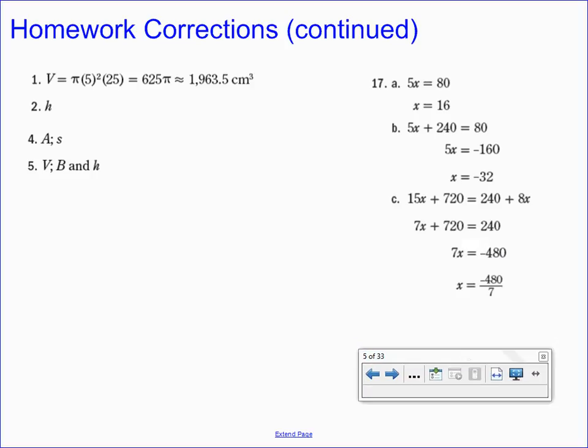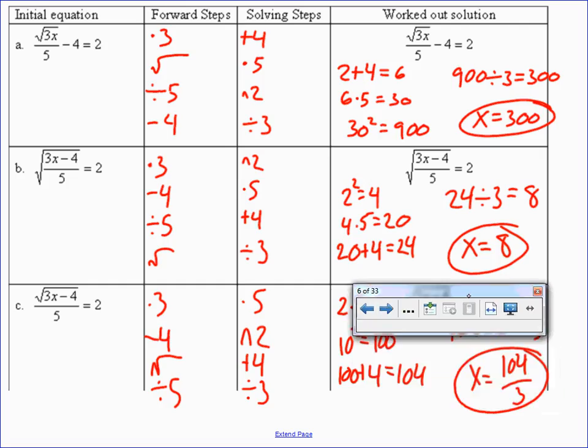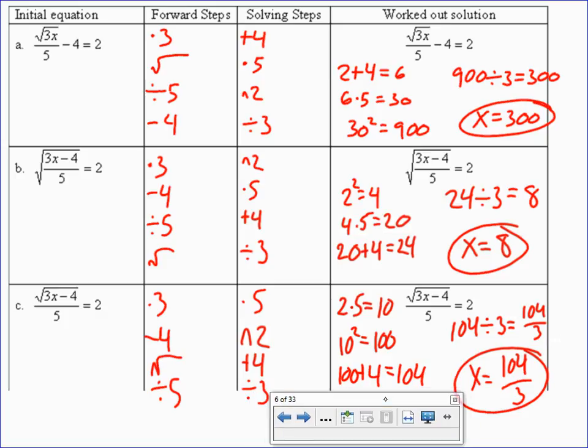Okay, let's switch over then to our worksheet. One page, two-sided. We showed our forward steps there, and we went to our accepted abbreviations. For multiply by 3, we'll just say times 3. For take the square root, we'll just put a little square root, and so on and so forth. Then we reverse and undo to get our solving steps. Applying those solving steps in order to both sides of my equation will produce our solutions, and so here we go.